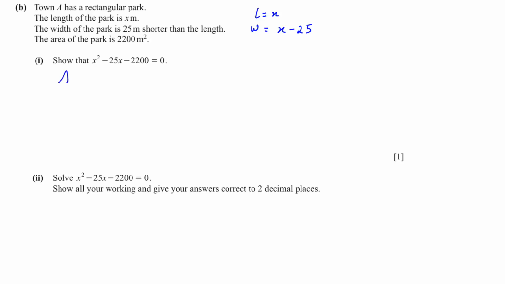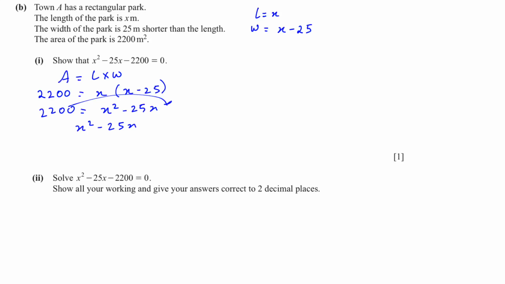To find the area of a rectangular shape, we use the formula length times width. The area is given to us, the length is given, and also the width is given to us. We'll expand it and we'll get x squared minus 25x. We have to make it equal to 0. So this number we bring to the other side and the sign will change. And we showed the same equation, x squared minus 25x minus 2200 is equal to 0.